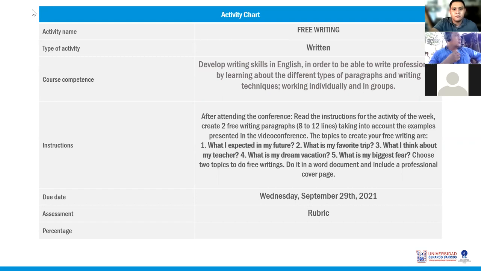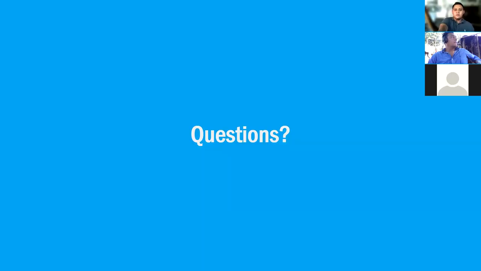But I don't understand how to make a free writing. So I will show that topic, for example, my future. I will talk about all of my future or just the main idea, like brainstorming. I think both ways. But I consider that you can do a brainstorming just to clarify your ideas.